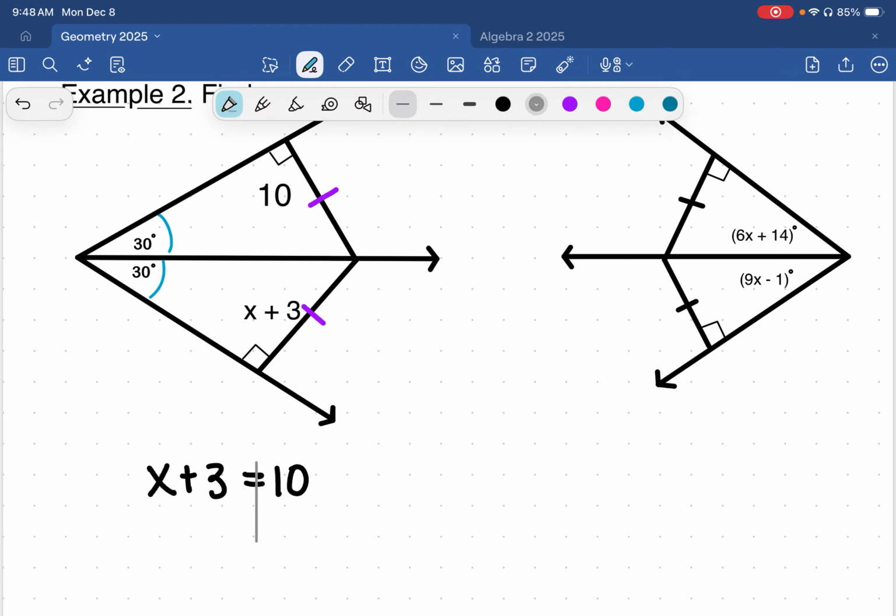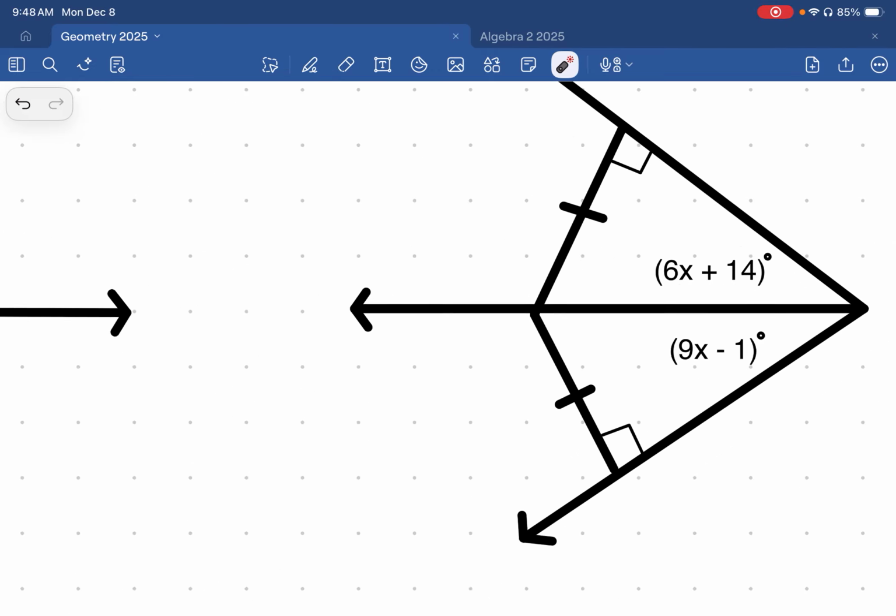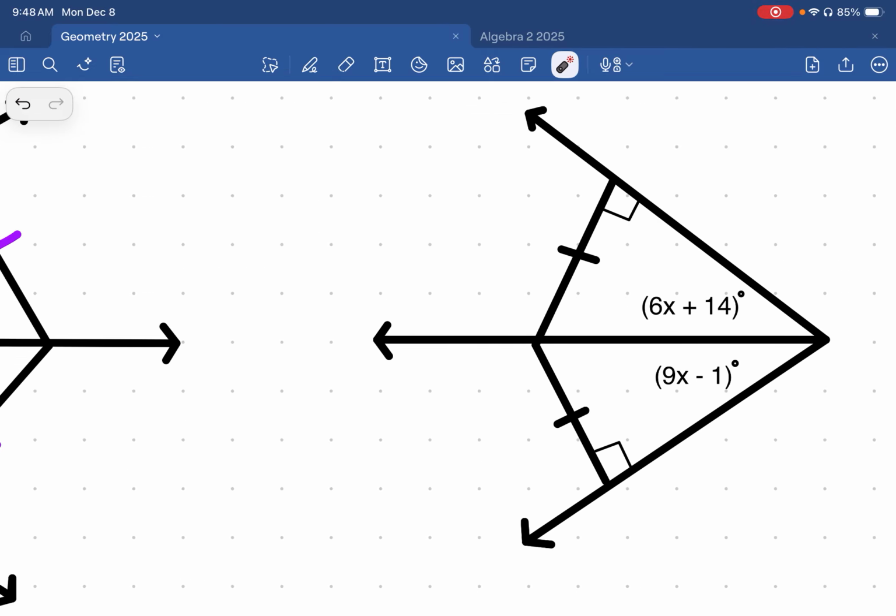All I have to do is move the 3 to the other side by doing the opposite of what I see, and I get 7. And once again, I can go back and plug it in just to make sure that I'm getting the same answer. A quick check, 7 plus 3, yep, that's 10. All right, let's take a look at our second and last example here.